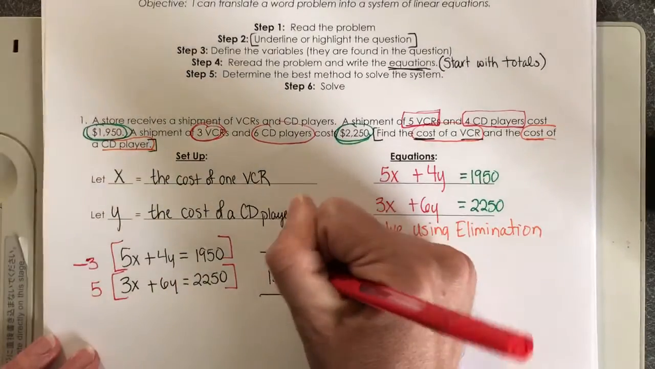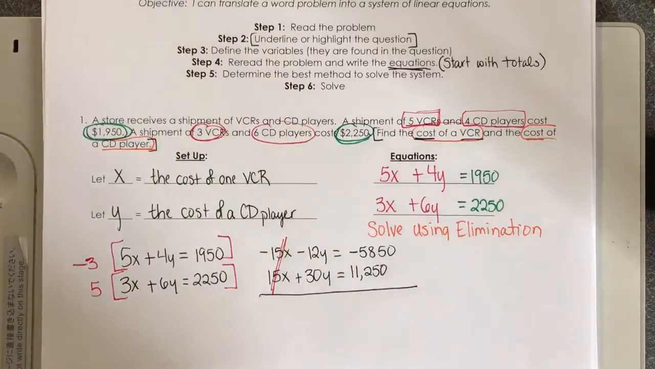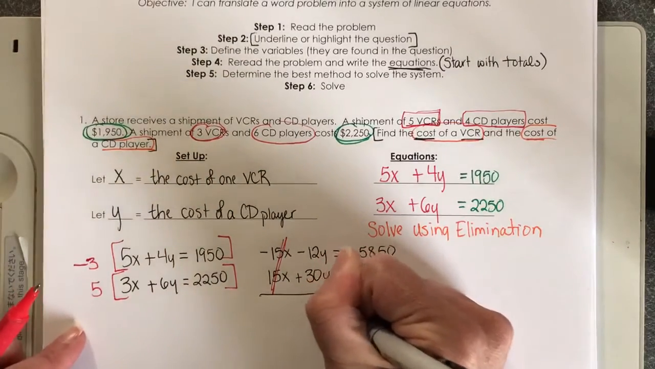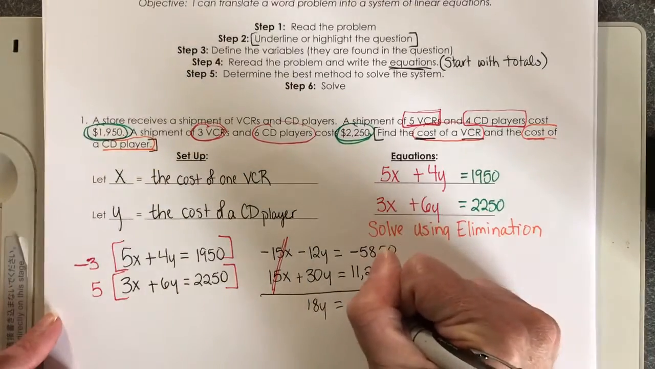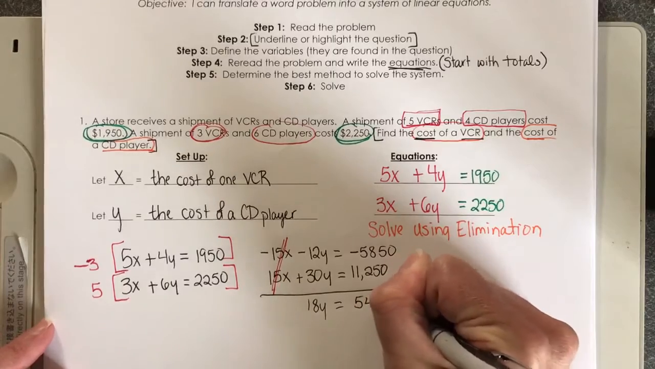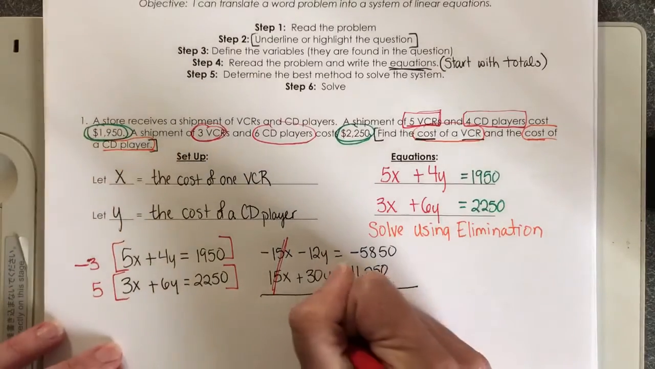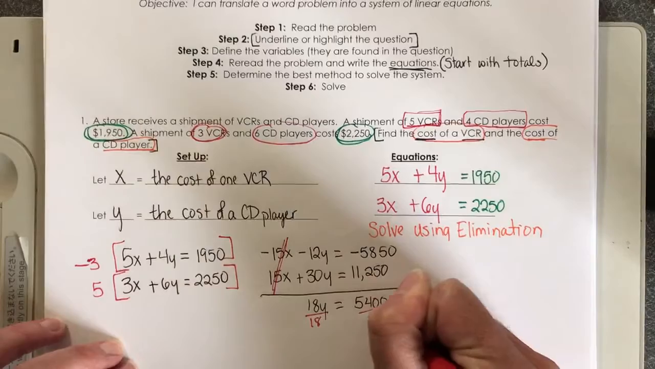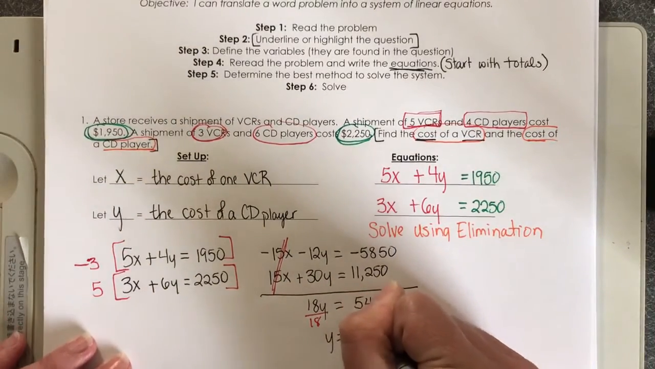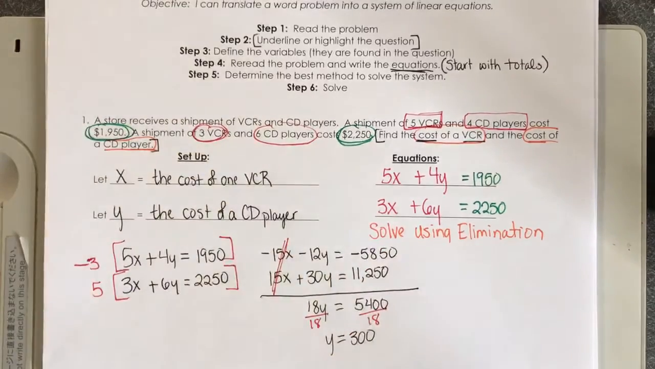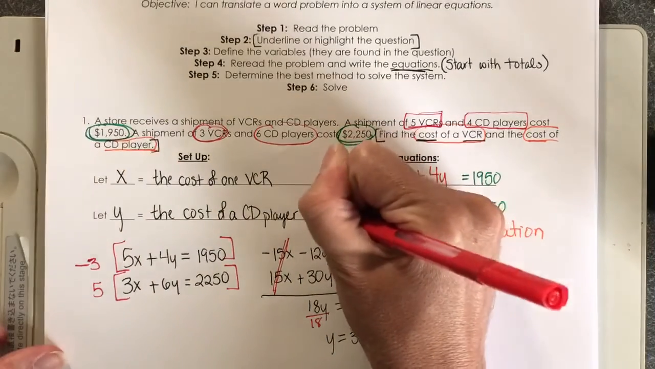My x's cancel out, they're opposites. -12y and 30y adds to 18y. -5,850 and 11,250 adds to 5,400. Divide both sides by 18. So y is 300. Hey, guess what? We're halfway there. We know now that the cost of a CD player is $300.